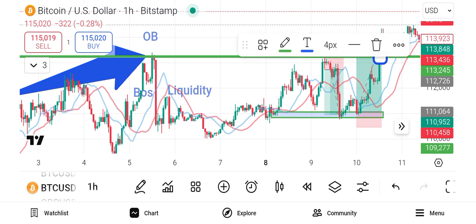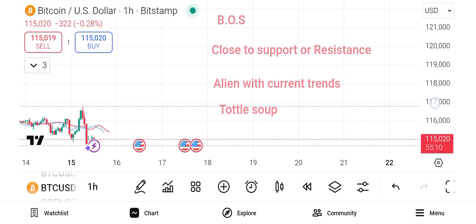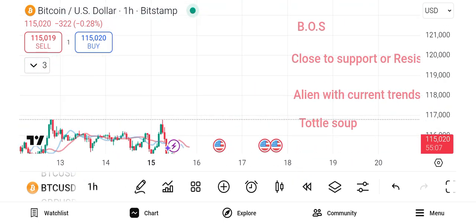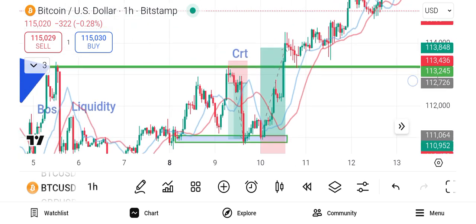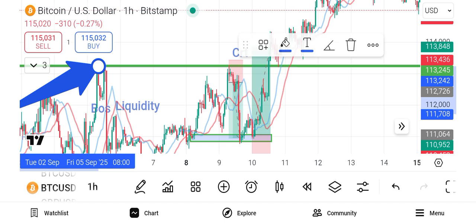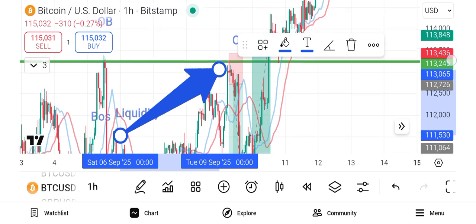So look at the thing I'm talking about. What I'm saying, see the setup here. See the setup here. This is the setup, the CRT. If you watch the last video I made, you will understand better.